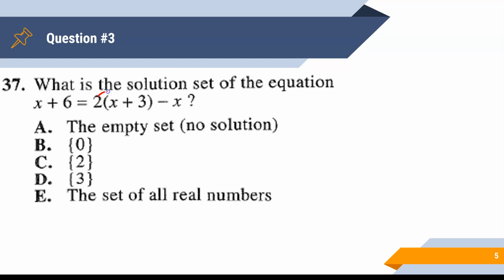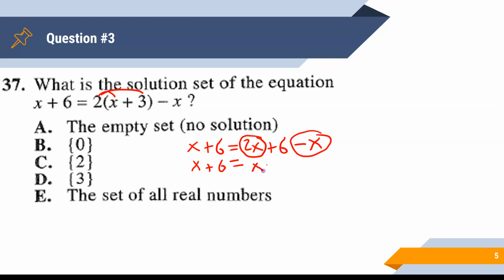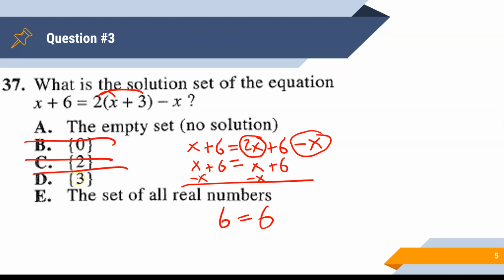Okay, the way to solve this is we will distribute the 2's, right? So we will have x plus 6 equals 2x plus 6 minus x. And then we're going to combine these x's here. So if you don't notice it, to solve for x, we subtract x from both sides, and that gives us 6 equals 6. And since the x's dropped out, the answer is either A or E. Since this is a true statement, the answer must be letter E.